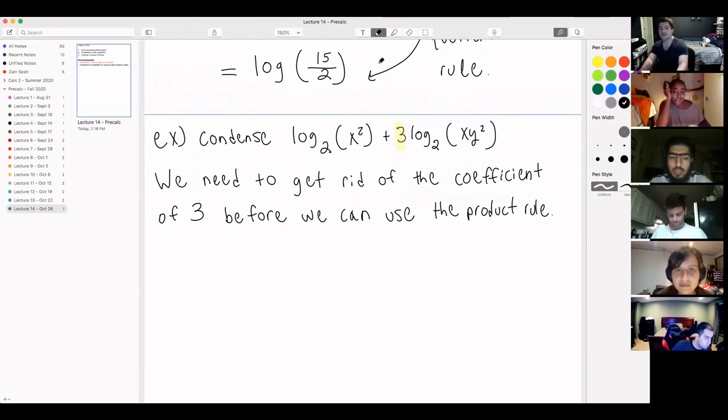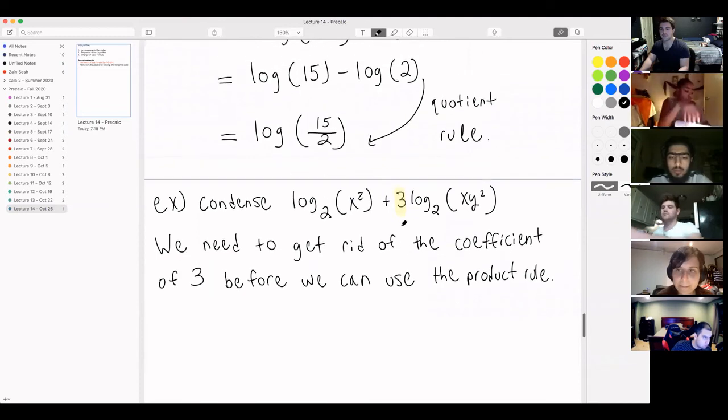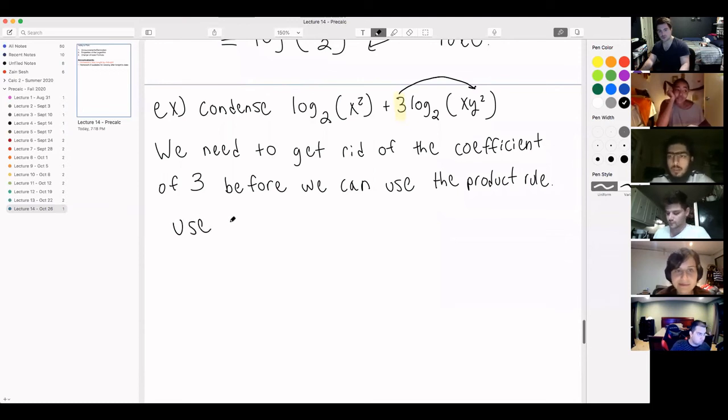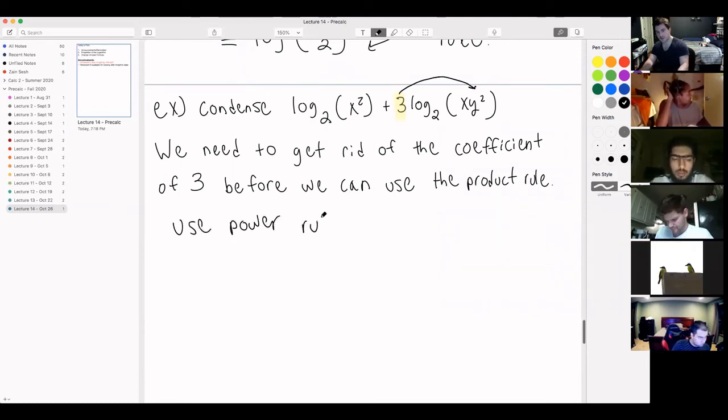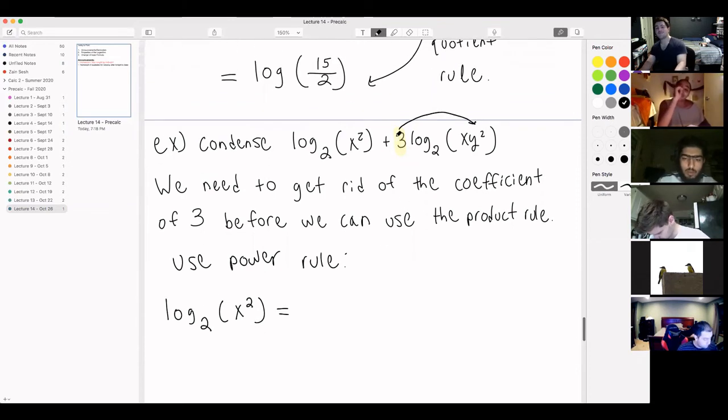Yeah, exactly. Remember the power rule, we can bring the coefficient up here. Exactly. So we're doing the power rule in reverse now. Very good. So we use the power rule. Okay, good. So the first summand will stay exactly the same, so that'll be log base 2 of x squared. Now I can bring this coefficient of 3 as a power, and this power will be raised to the whole input.